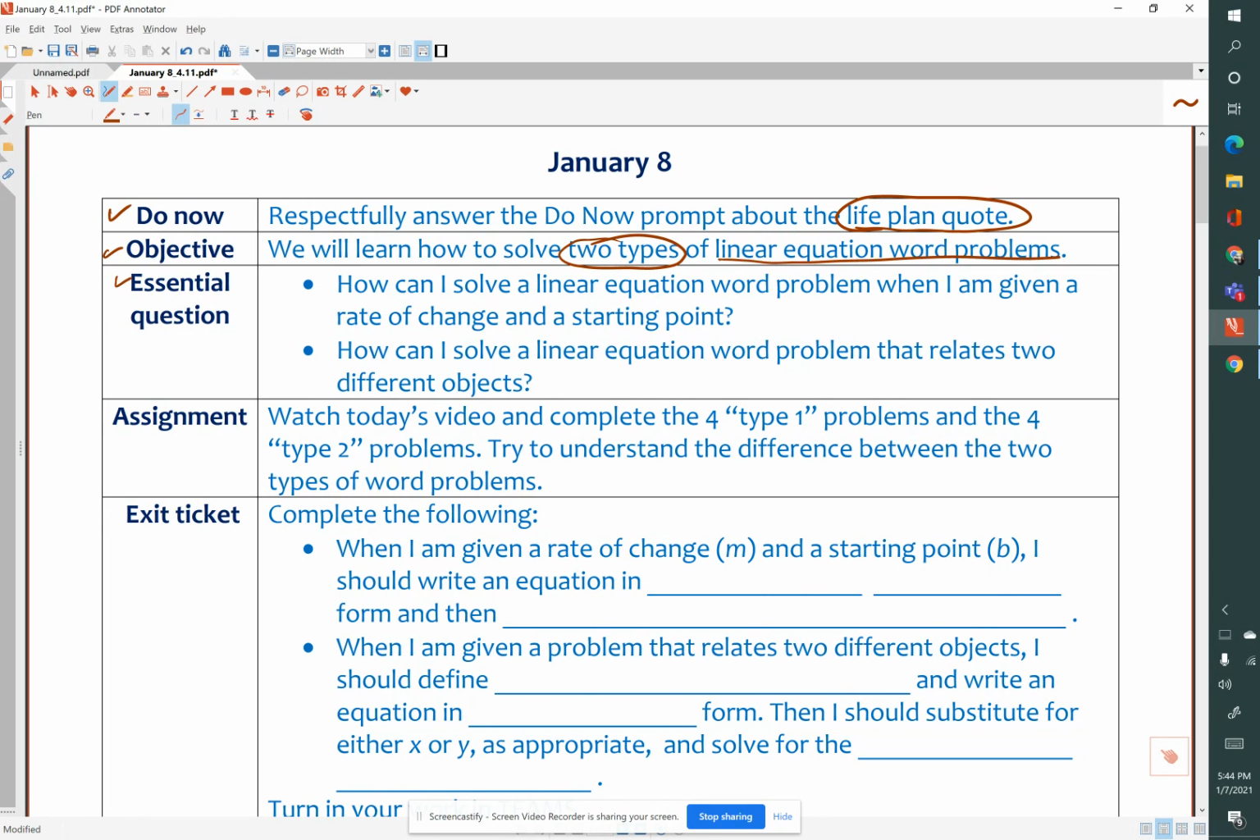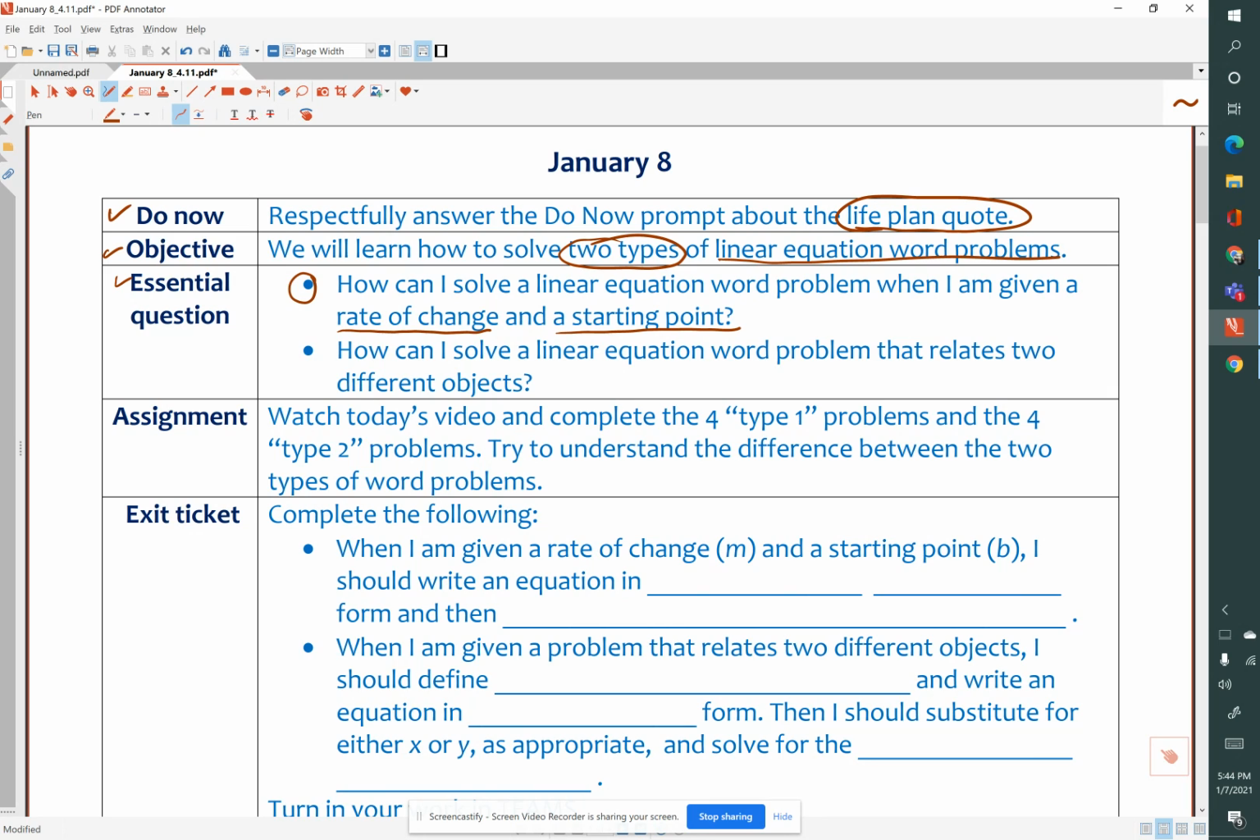So our essential questions ask, how can I solve a linear equation word problem when I am given a rate of change and a starting point? So that's what you'll look for in problems. Highly tested area. This part of algebra, this is what your PSAT or SAT, your high school admissions folks, want to know if you understand. Algebra really is about linear equations and slope, and a lot of it. We'll get to quadratics at the end of the year, but really you need to master this stuff in the middle. So really work hard, okay?